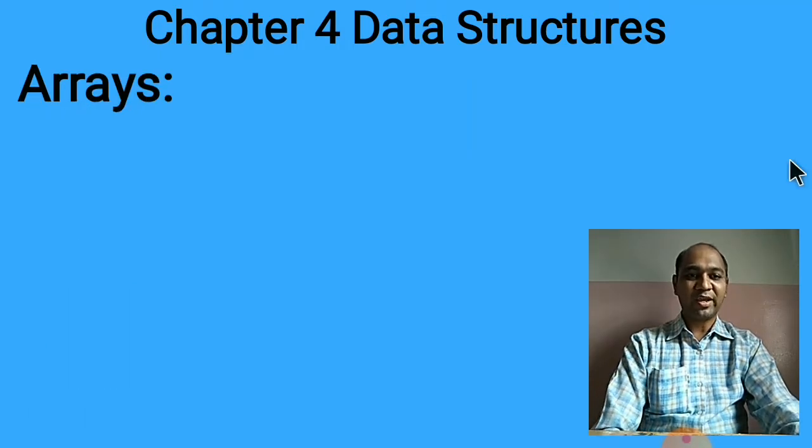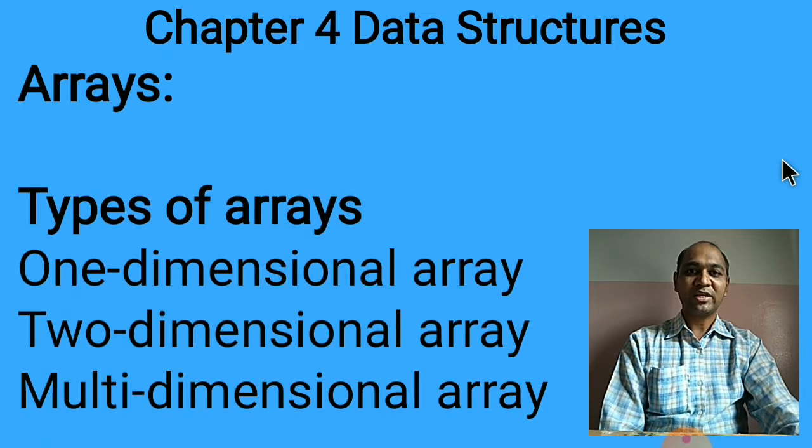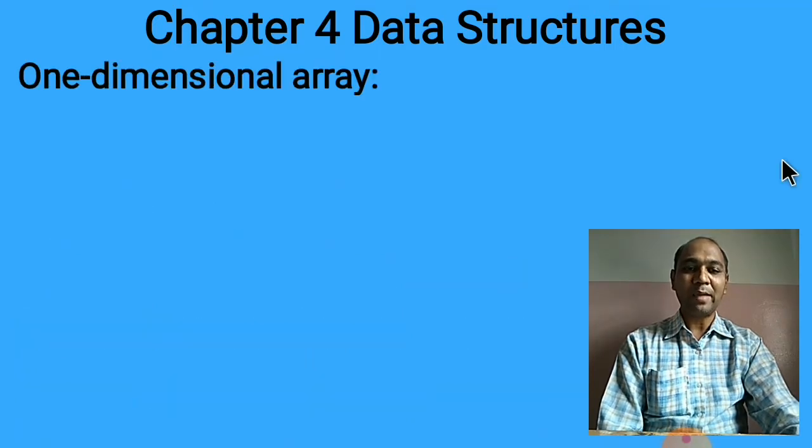What do you mean by array? Array is a collection of homogeneous type of data items is called as arrays. Next we'll continue with the types of arrays. Of course we have already studied there are three different types of arrays. The first one is one-dimensional array, two-dimensional array and multi-dimensional array. Next we'll continue with one-dimensional array.